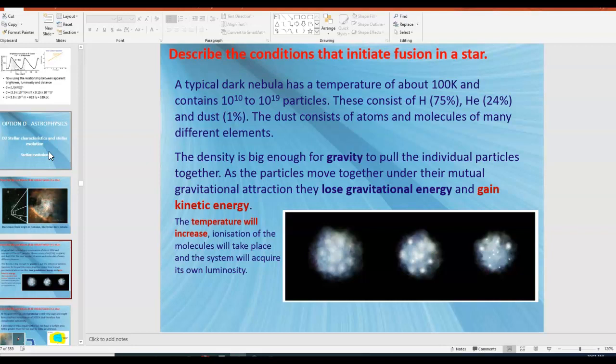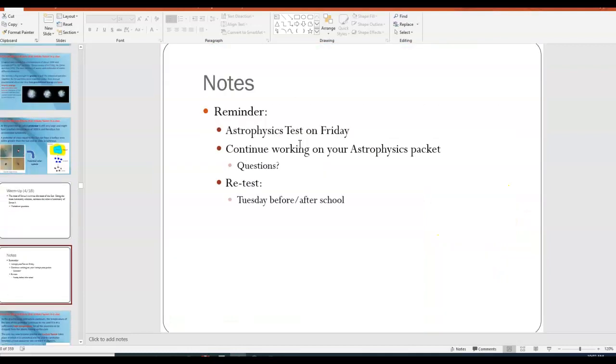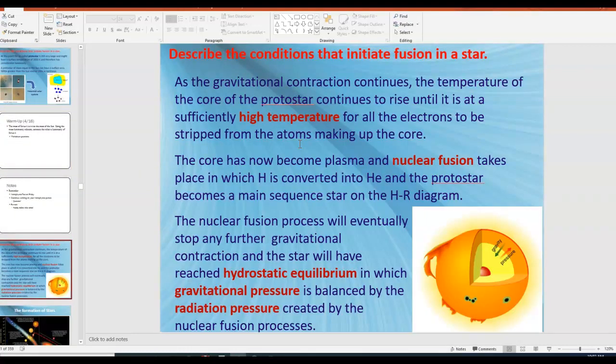And as that happens, the temperature of the cloud of dust is going to increase over time, and eventually, if there is enough mass in the cloud, then the gravitational pressure acting inward is going to create enough kinetic energy to create fusion. Now, at this point, this is not a fully formed star. This is just what you might call a protostar. A protostar is still very large, might be really hot. But once the fusion starts is when the exciting stuff happens.